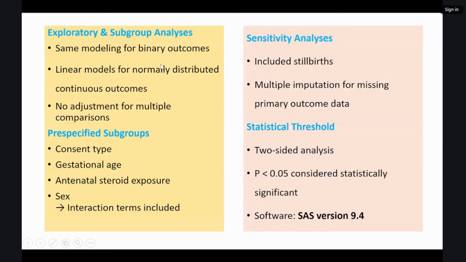An exploratory and subgroup analysis was performed. Pre-specified subgroups were analyzed. Sensitivity analysis was done, including stillbirths and multiple imputation for missing primary outcome data. The statistical threshold taken was a two-sided analysis, with a p-value of less than 0.05 considered statistically significant, and the software used was SAS version 9.4.